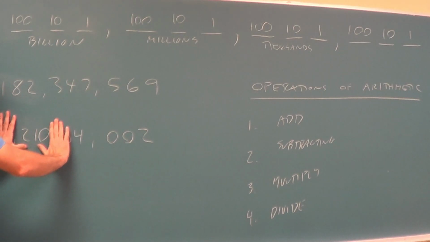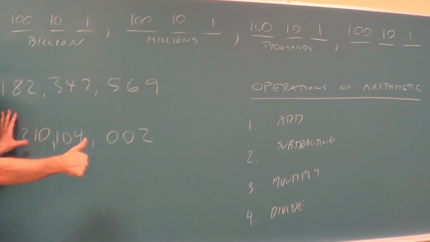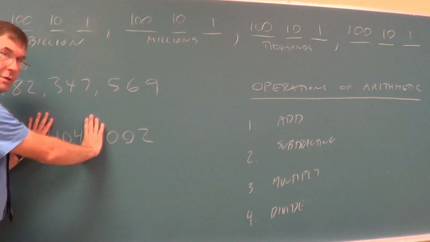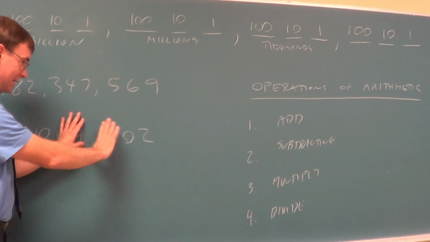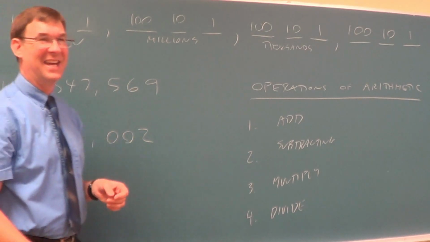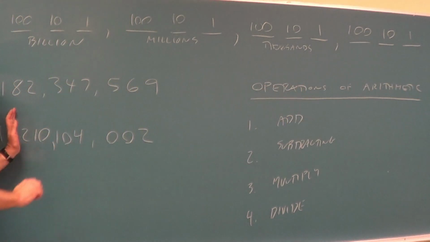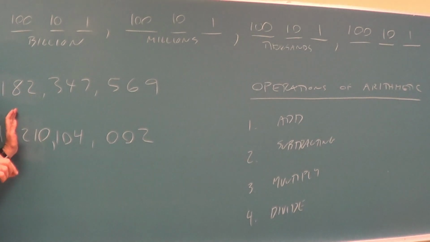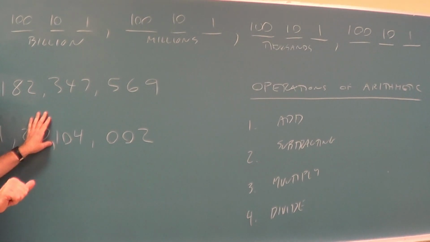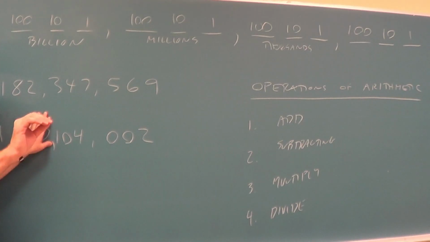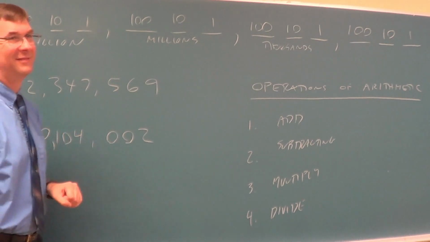1,000,000,000, 2,000,000. Just say that piece. 200. 210,000,000. Yes. 104,000. Yes. You relaxed at the end. Yeah. 1,000,000,000. 210,000,000. 104,000. Yes. 2. Almost said and.